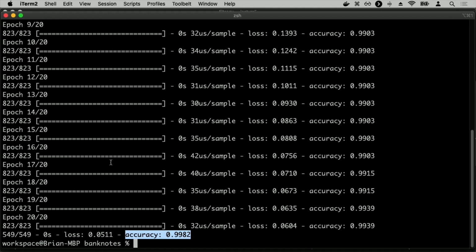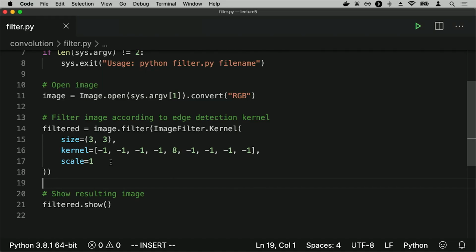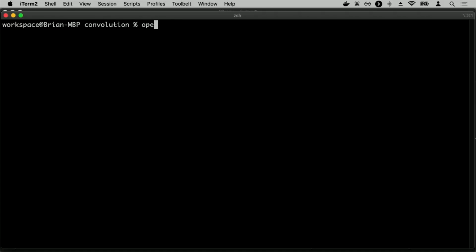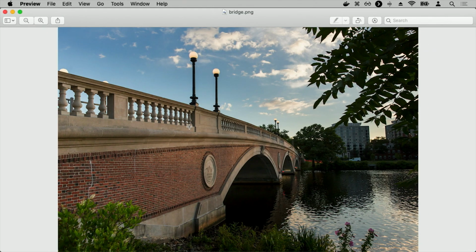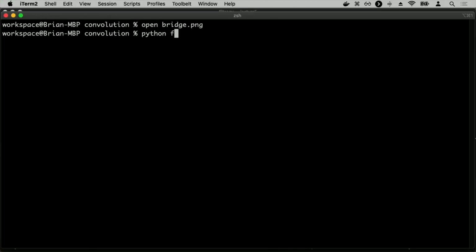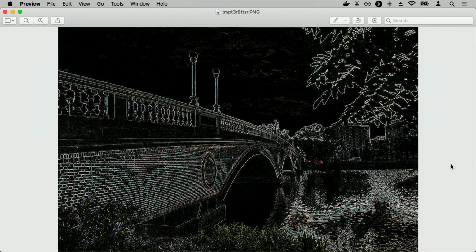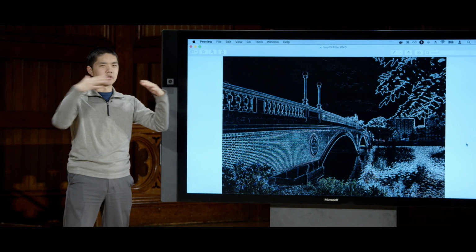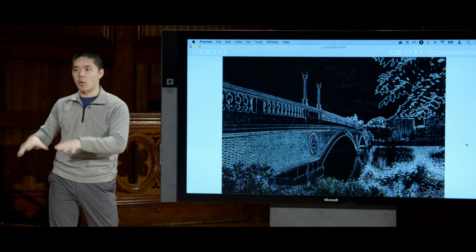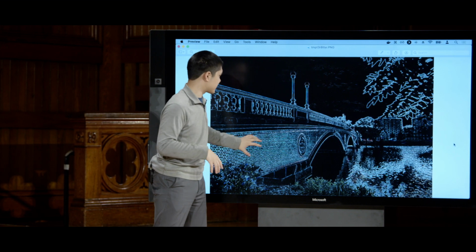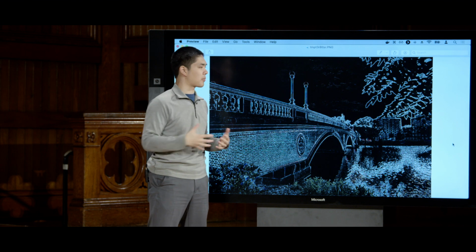So if, for example, I go into the convolution directory, and I open up an image like bridge.png, this is what an input image might look like, just an image of a bridge over a river. Now I'm going to go ahead and run this filter program on the bridge. And what I get is this image here. Just by taking the original image and applying that filter to each 3 by 3 grid, I've extracted all of the boundaries, all of the edges inside the image that separate one part of the image from another. So here I've got a representation of boundaries between particular parts of the image.